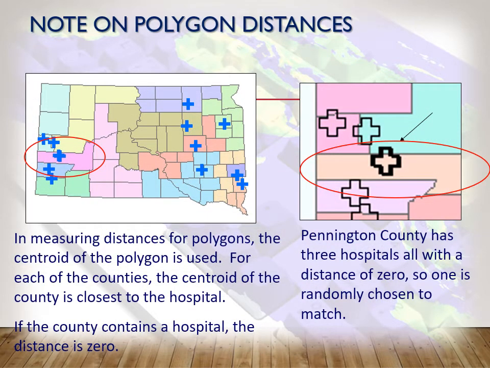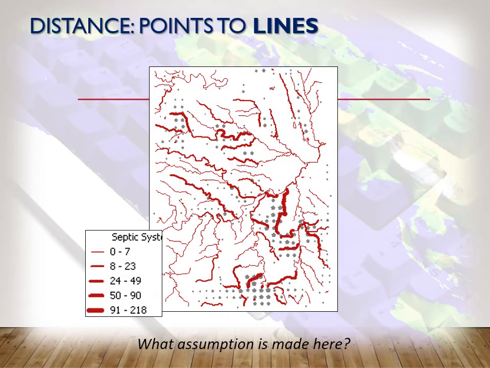So I kind of talked about this already, but this is important to know. When you're measuring distance from polygons, we always use the centroid. And if a county contains that hospital, then the distance is 0. And we'll talk more about that later.